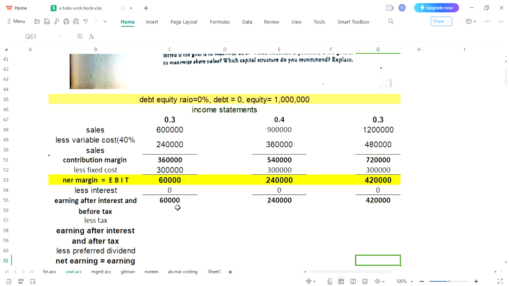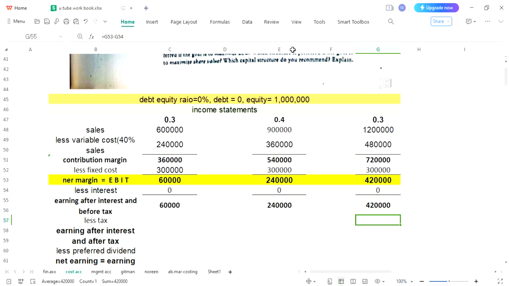Earning after interest has been calculated, and now this is also needed to be merged because we have taken extra space over here, and we are doing the same for remaining two parts as well. Look what I had said. This is so important to make your question presentable, make your working presentable. Now we are going to calculate our amount of tax.